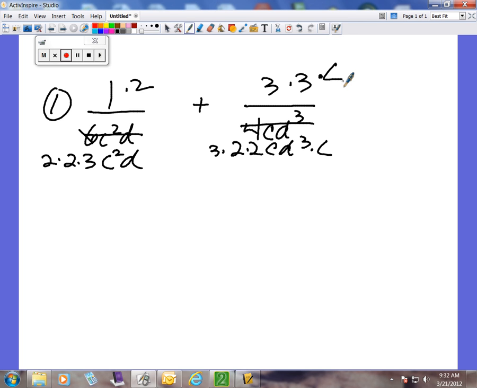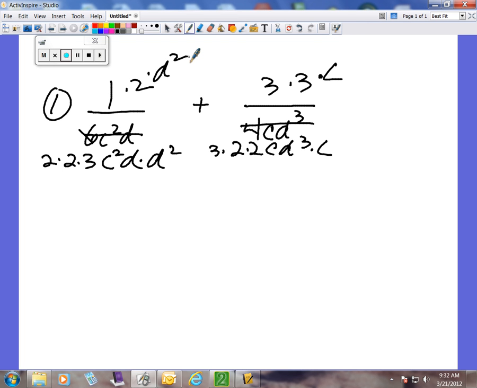How many see what I'm doing? Are you following this? All right, now we need to look at the d's, don't we? We have a d to the third, don't we, over in the second fraction? Well, we know how to make this a d to the third. How do we do that? And whatever you do to the bottom, do to the top.